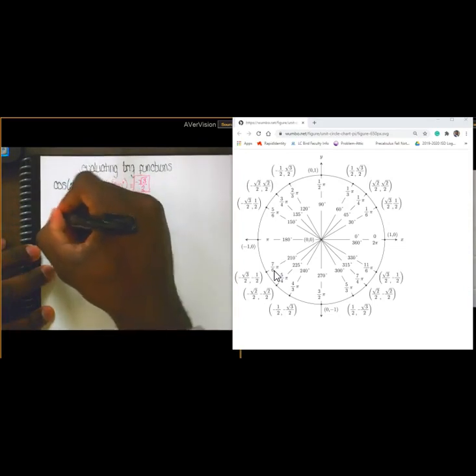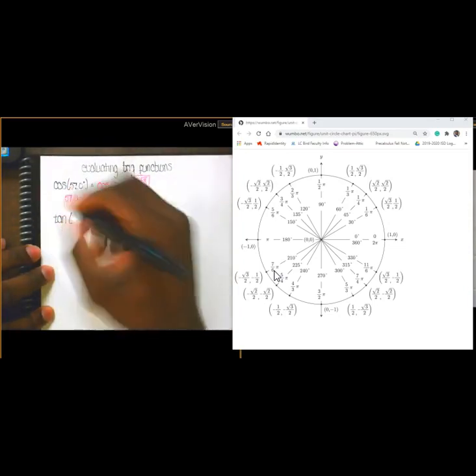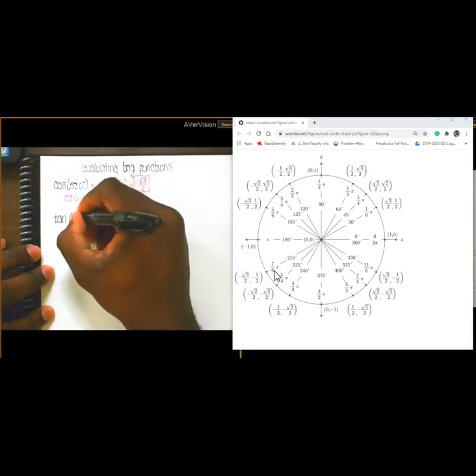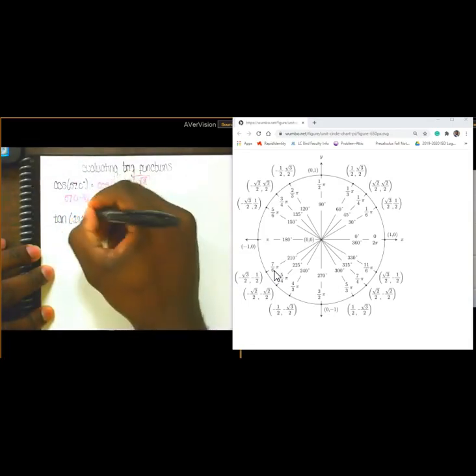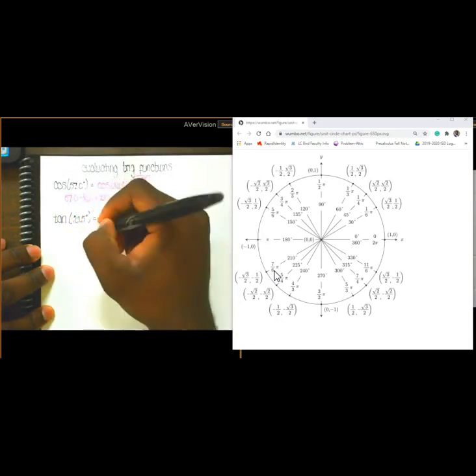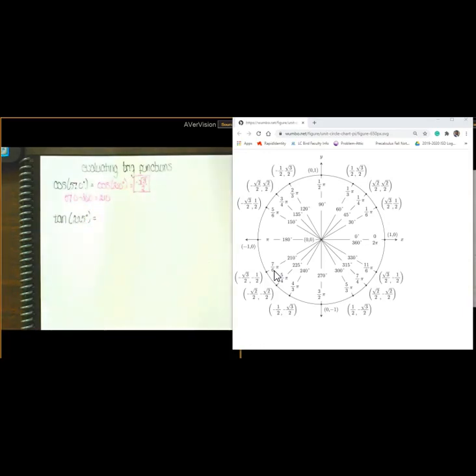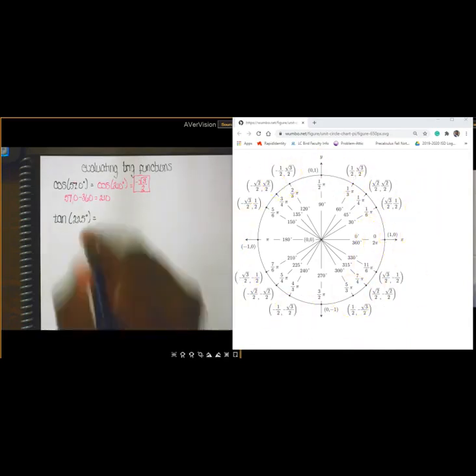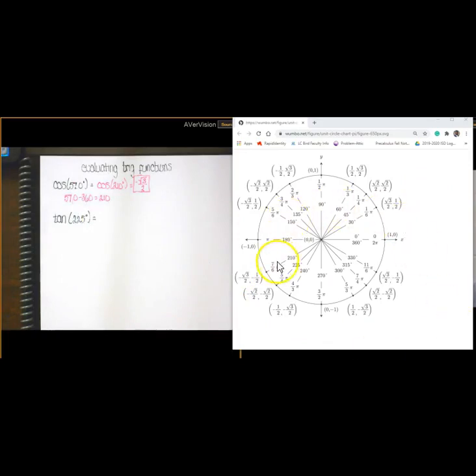Right. Let's try one with tangent. So if I want you to find tangent of 225 degrees, how would you do that? This one is less than 360, so we don't have to subtract anything. We can just go to 225, which is 5 pi over 4. What is tangent at 5 pi over 4?